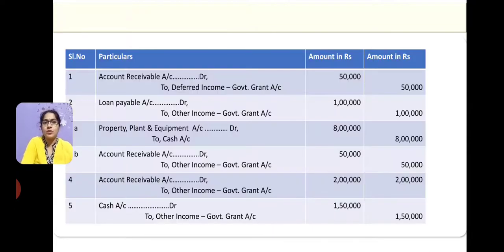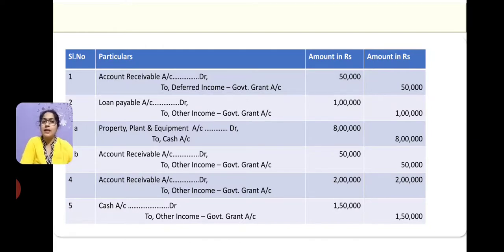So first and foremost, for the deferred income, debit the account receivable to deferred income with whatever the amount that they have promised to give in future. Then for the second one, which was the waiver of the loan, they are waiving off 1 lakh worth loan. So debit the loan payable, credit the other income. Then you are buying property, plant and equipment worth 8 lakhs. So record it as a purchase. Then you record only the subsidized part as the other income.